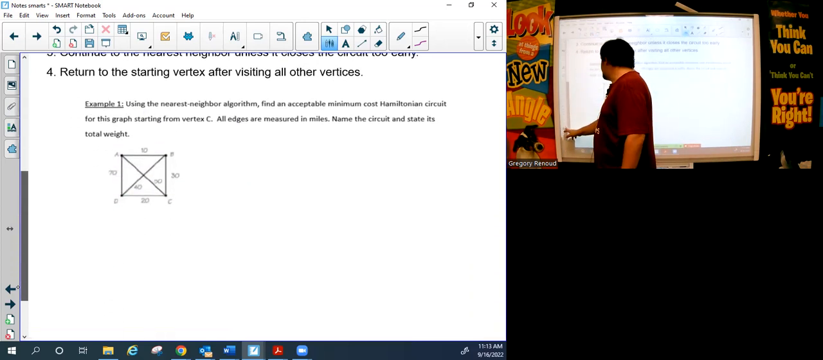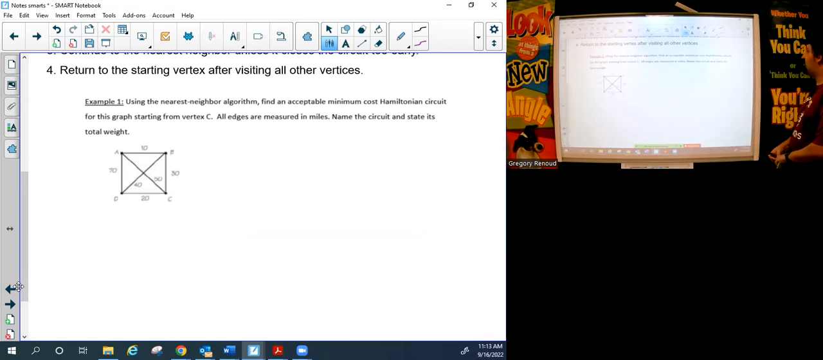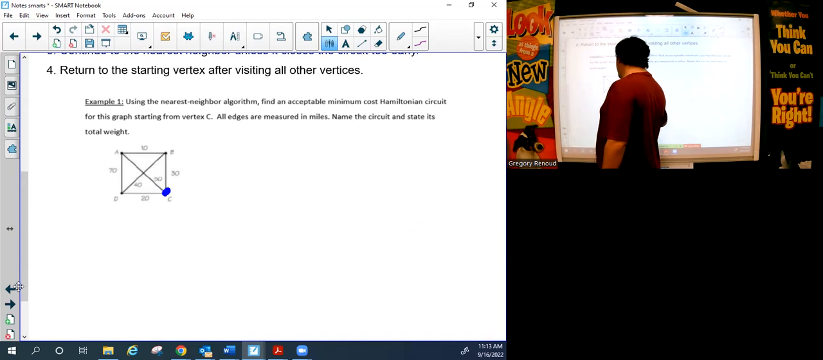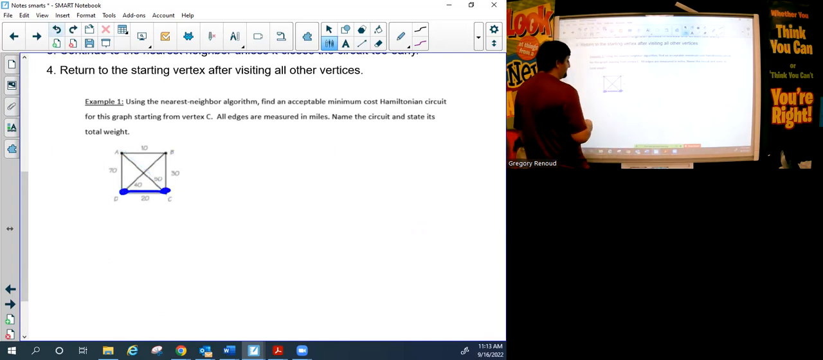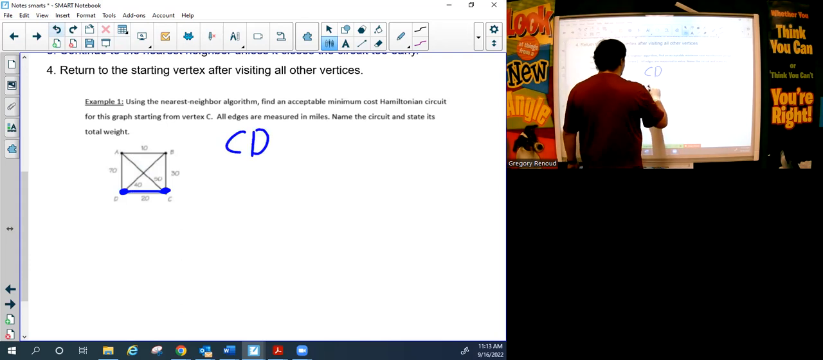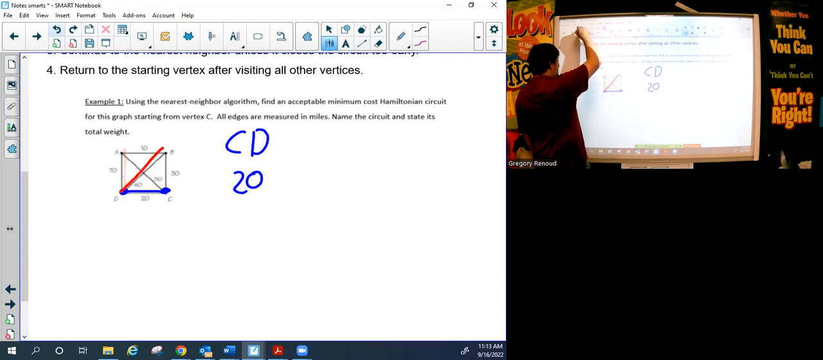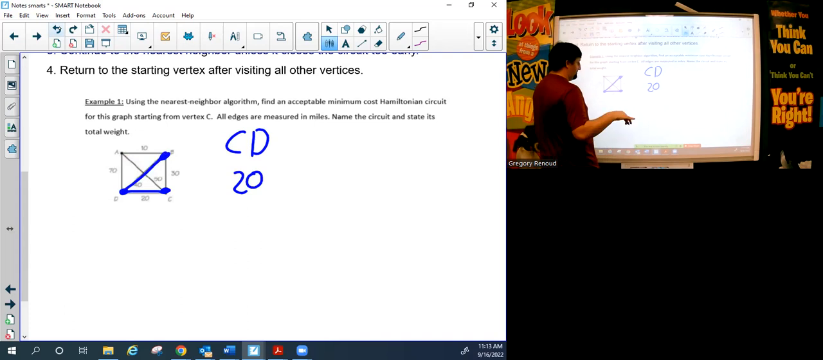So our first example says, using the nearest neighbor algorithm, find an acceptable minimum cost Hamiltonian circuit starting from C. So we're going to start at C, and from C, we could either go to D, A, or B. Using the nearest neighbor algorithm, we're going to follow to D because that is the lowest weight possible. So C to D is 20. From D, I could either go to A or B. I am going to choose B because 40 is less than 70. We want the lowest possible value.